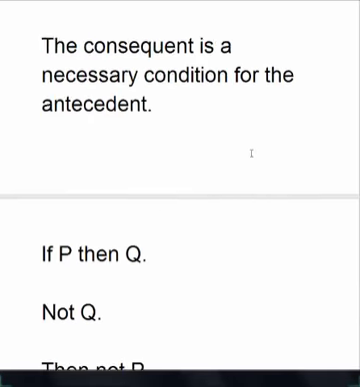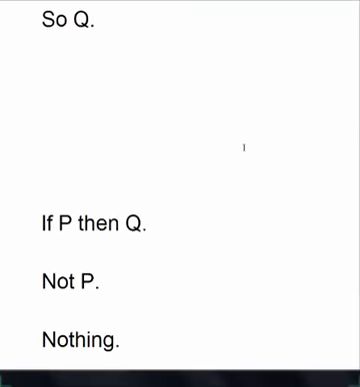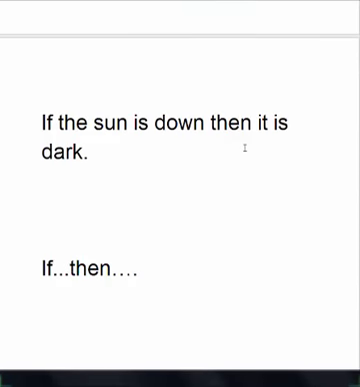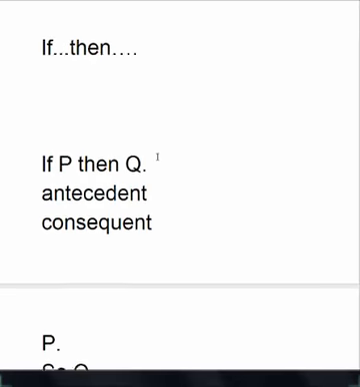This should work out if we go back again to our example here. If the sun is down, then it is dark. It is dark. Does that mean the sun is down? Certainly not. Remember, it could be an eclipse. It could be other reasons for it being dark. That is, the sun could be up and it could still be dark.